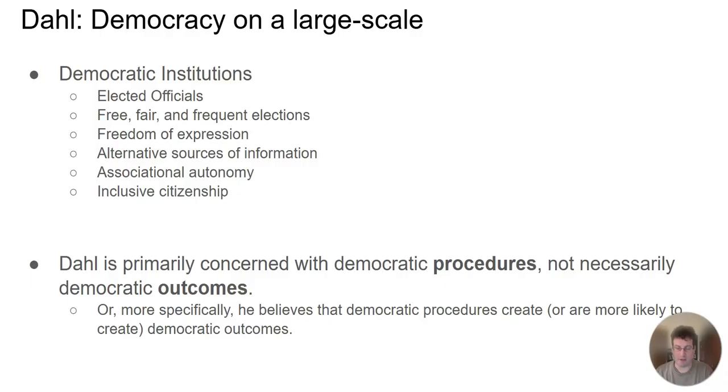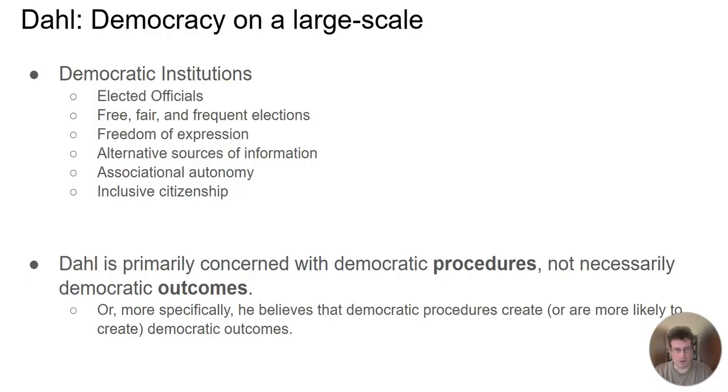It's important that we have democratic institutions because he does believe that democratic procedures are more likely to create democratic outcomes, right? You are more likely to have a prosperous society, a free society, if you follow these democratic procedures, right? So he is what we might call a proceduralist or an institutionalist rather than someone who is just looking at outcomes, right? And I think that that's really, really important.